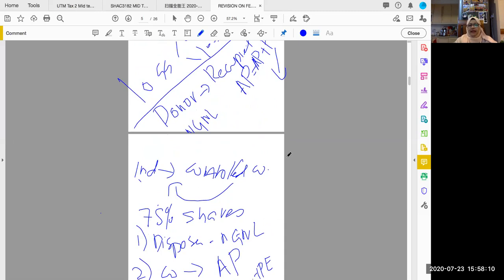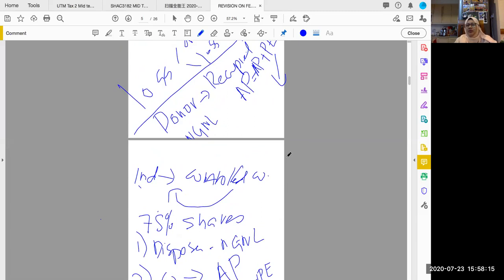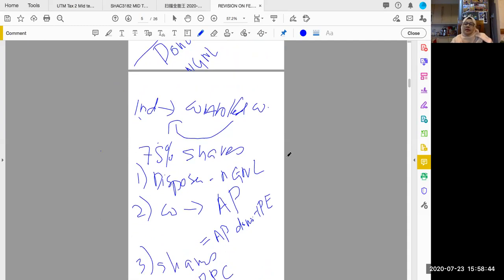But remember that there are also circumstances where it's not no gain, no loss, but the disposal will be at market value if the donor is a non-citizen. So you refer back to the textbook, it will explain further. The donor can be no gain, no loss provided the donor is a Malaysian resident, a citizen or permanent resident. But if they are non-citizen, then the disposal will be deemed at market value, so they will have to pay some tax on that.